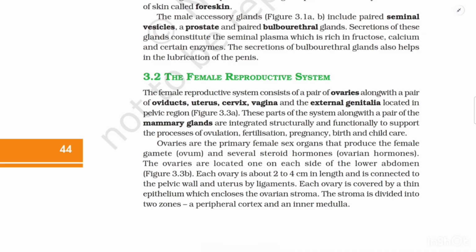Ovaries are the primary female sex organs that produce the female gamete, that is ovum, and several steroid hormones, that is ovarian hormones. The ovaries are located one on each side of the lower abdomen.